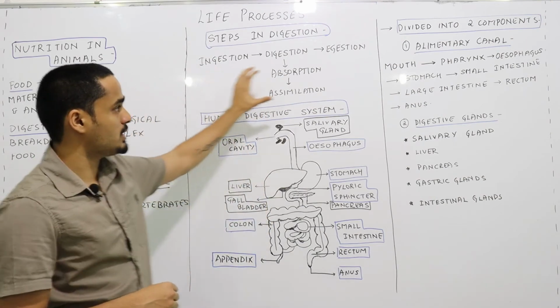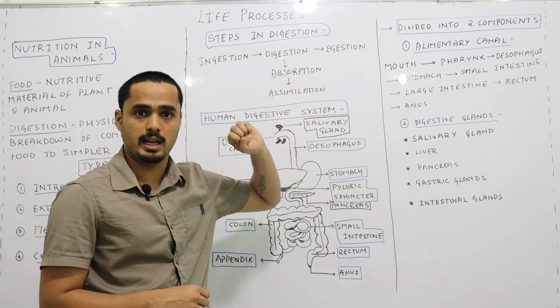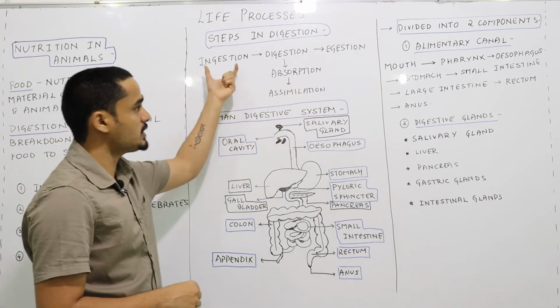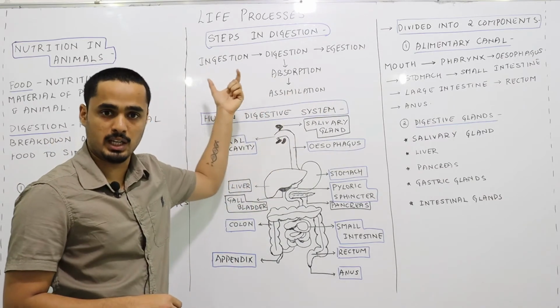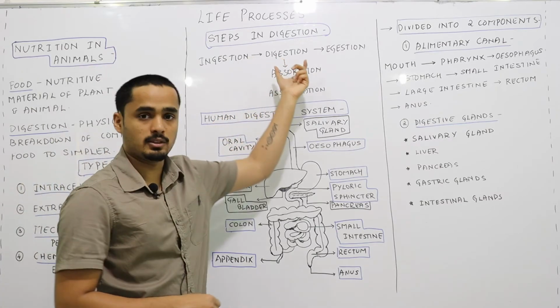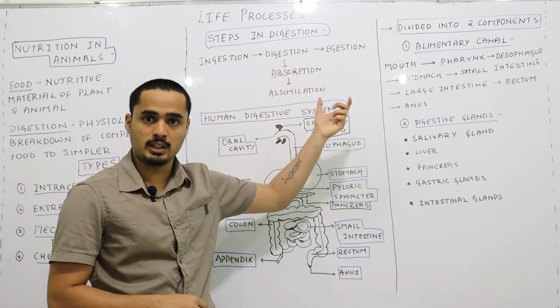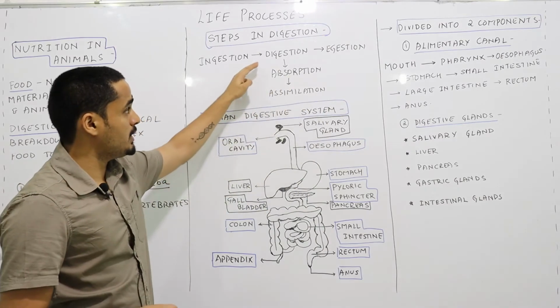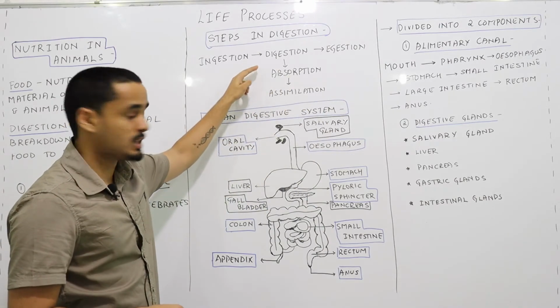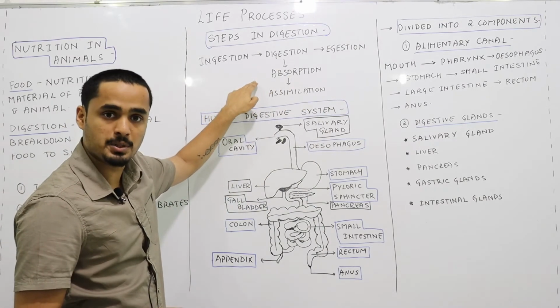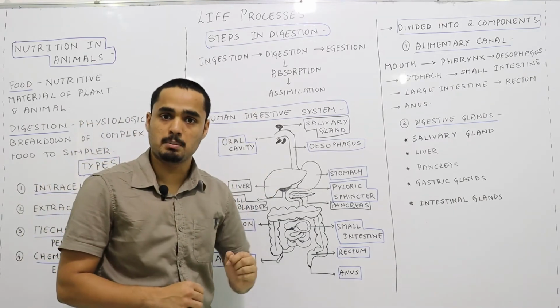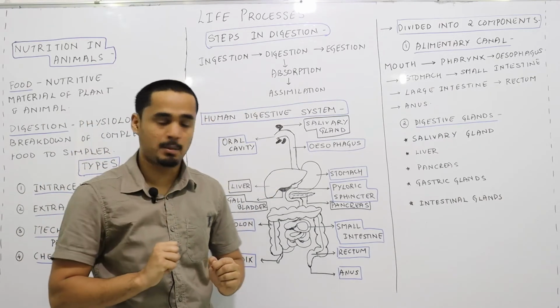So these are common steps that are seen in higher organisms. Now what are the steps? First is ingestion, the process of taking in food. Second is digestion, the breakdown of the food that has been taken in. Digestion then leads to something called absorption. Once the food is broken down into simpler compounds, that is absorbed by the body.